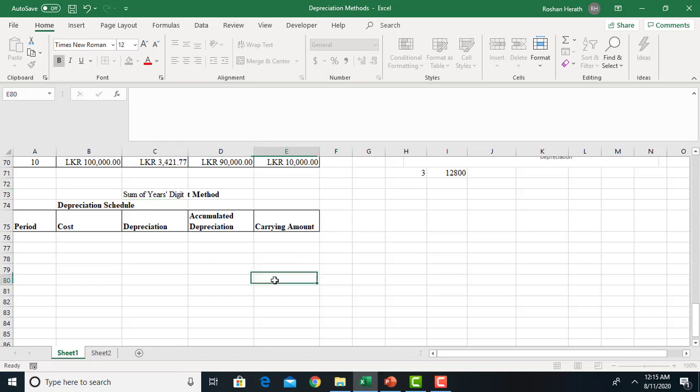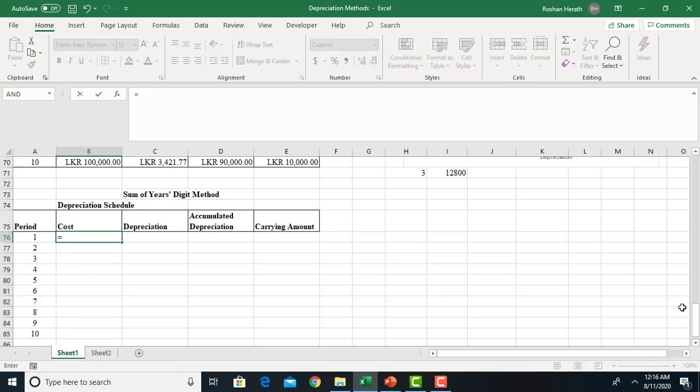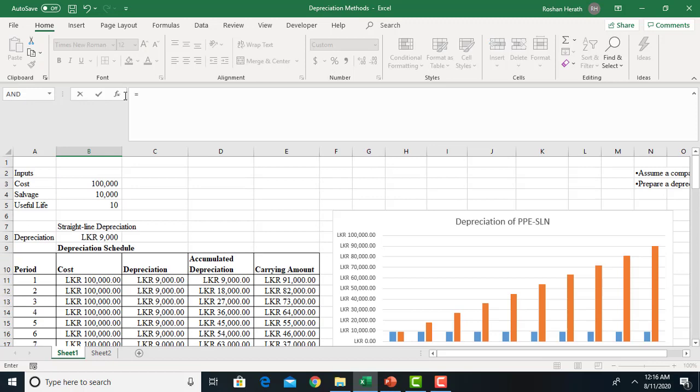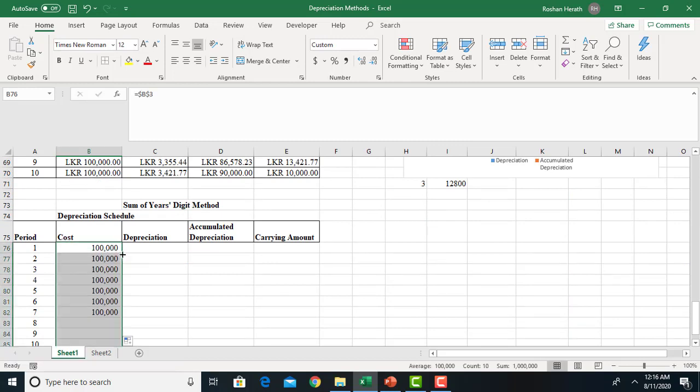Sum of year digit method. So the periods, as usual, go from period 1 to 10. The cost information you can take from the input data. It's 100,000. Make it constant since you are going to drag it throughout the period.